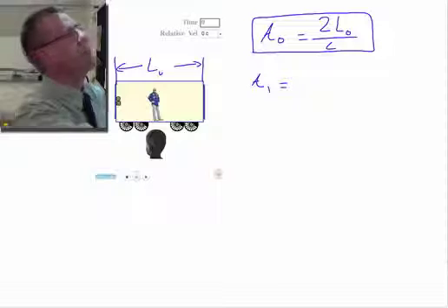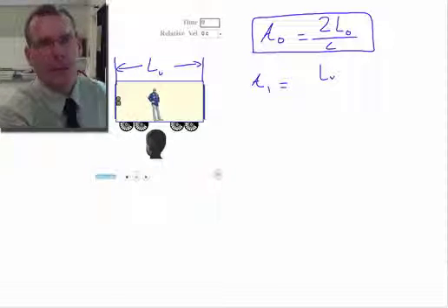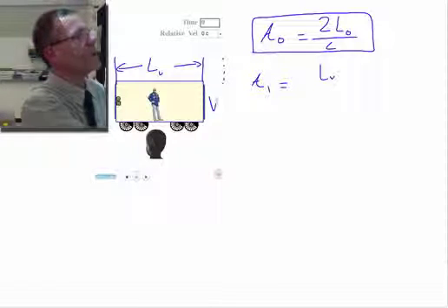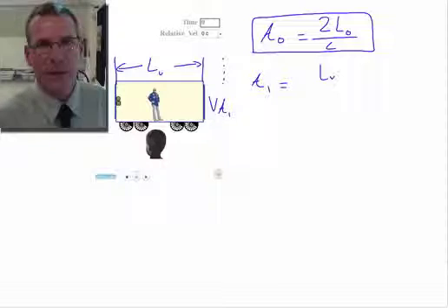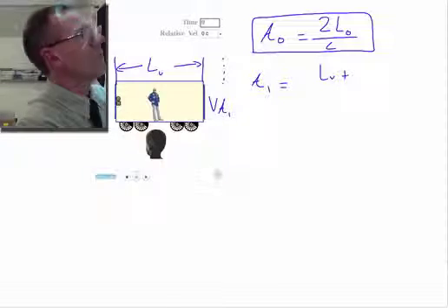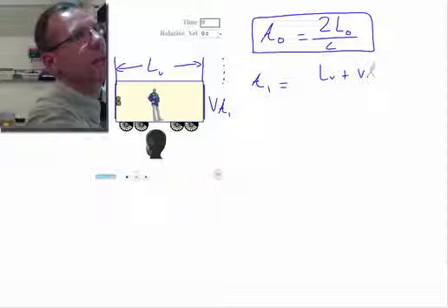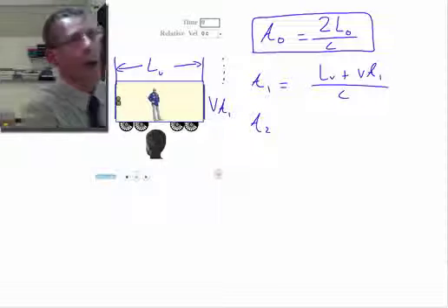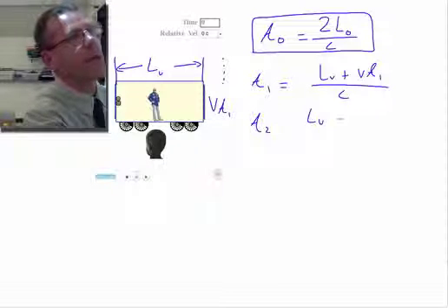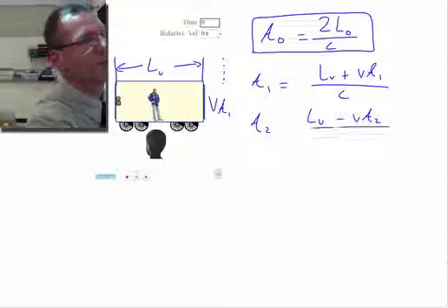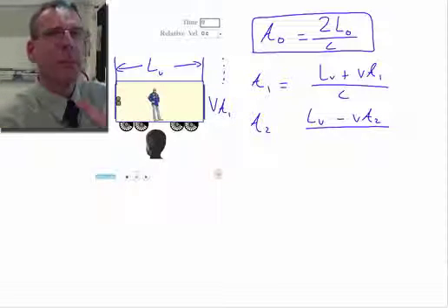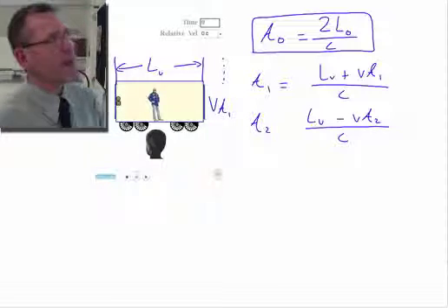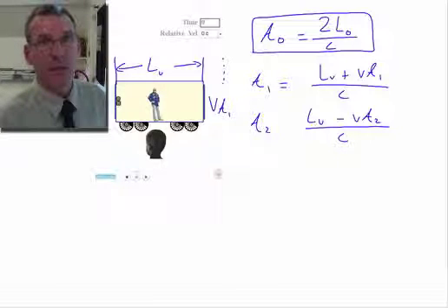So the distance is going to be LV, but remember, the front of the carriage is running away from the light beam. It'll have moved on some distance. What distance has it moved on? Well, it'll have moved on by VT1. So the distance is going to be LV plus this extra, where V is the velocity and the time is T1, all divided by C. T2, coming backwards the other way, is going to be LV minus VT2, because this time the back of the carriage is rushing to meet the light ray, and so it reduces the distance that the light ray has to travel, divided by C.